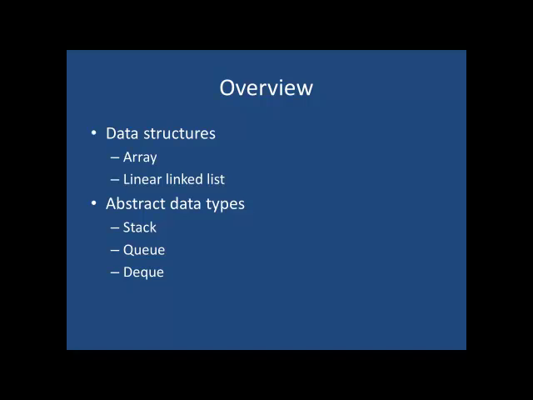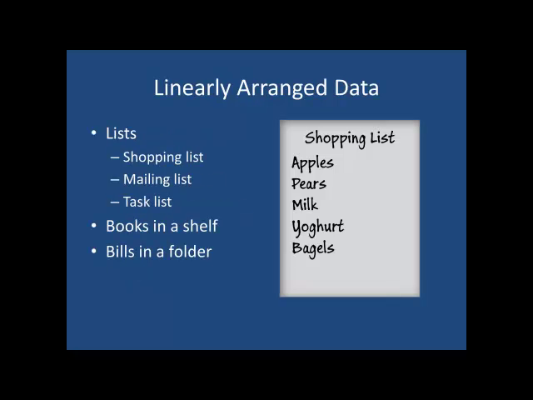All data structures we introduce in this tutorial are linear, as the data is logically arranged in a linear fashion. One way to organize data is a list, like a shopping, mailing, or task list. Let's take for example a shopping list. The items in the list are arranged in a linear fashion. That means the items are listed sequentially, one after the other.